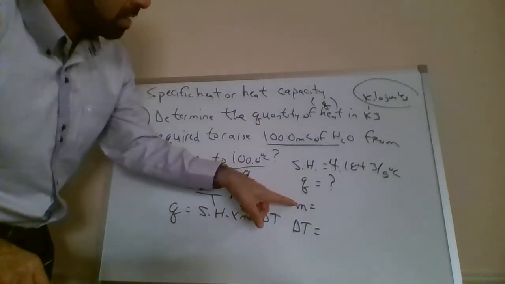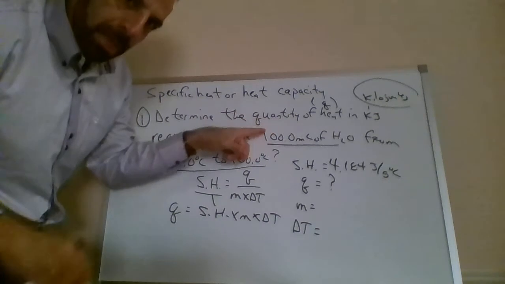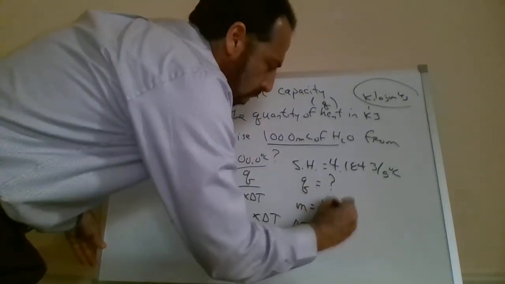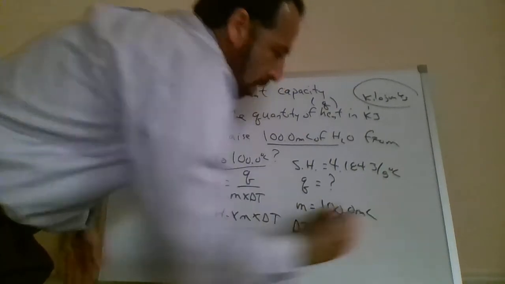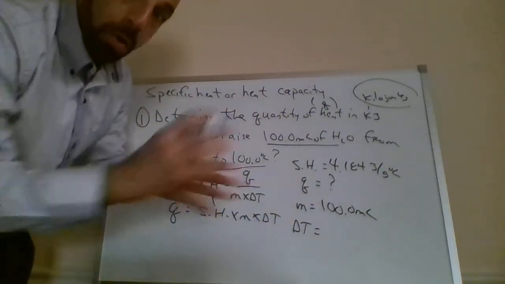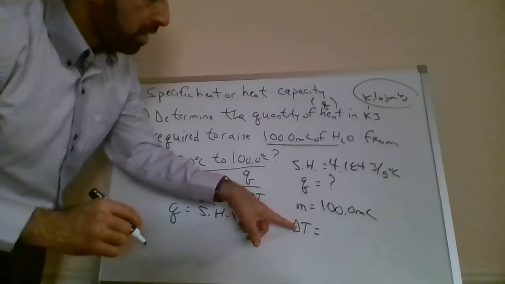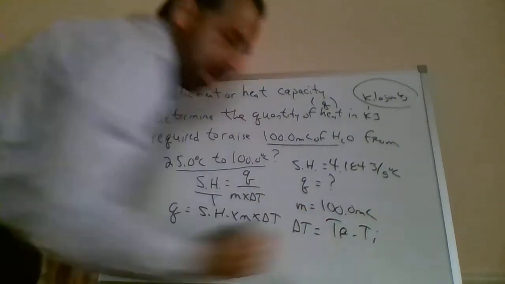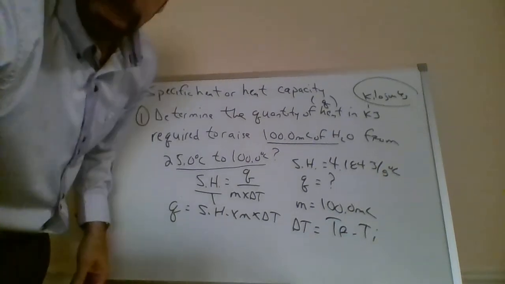Now the mass, they gave you the volume. So we're going to convert that to mass. So we have 100 milliliters of water. We're going to convert that to mass in a second. We're going to use the density of water. Change in temperature, T final minus T initial.